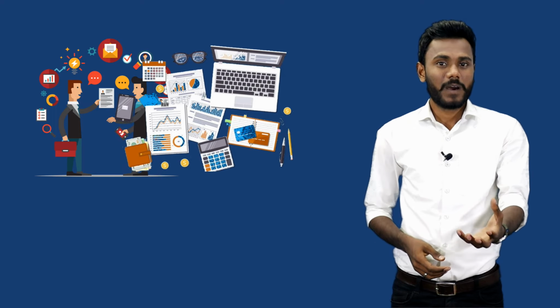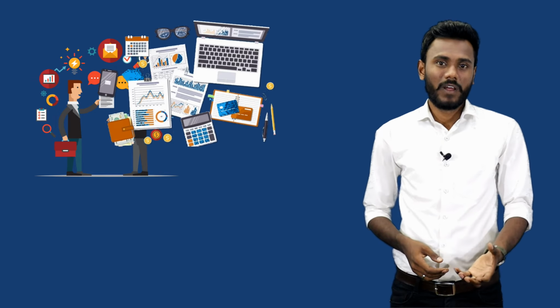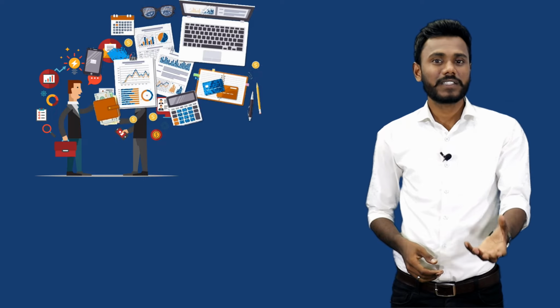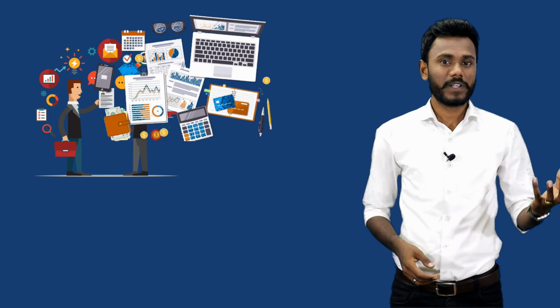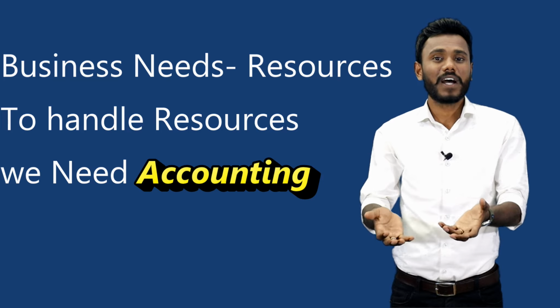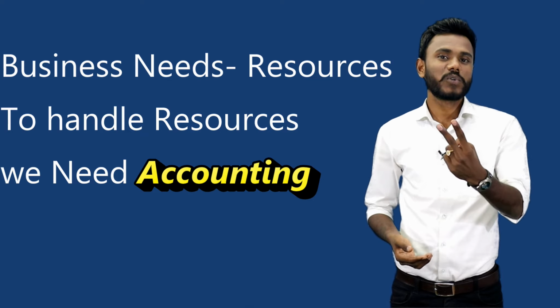Let me repeat: commerce means what? Commerce means exchange of benefits. Wherever benefits are being exchanged on a large scale, there is an automatic involvement of resources. Wherever resources are involved in a business, there is an automatic requirement of accounting to handle these resources. Right? So wherever accounting is needed, there are totally two systems. One is a single entry accounting system and the other one is a double entry accounting system.